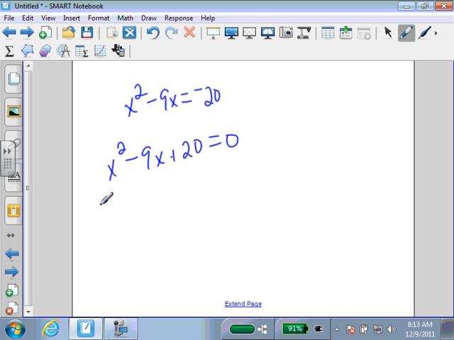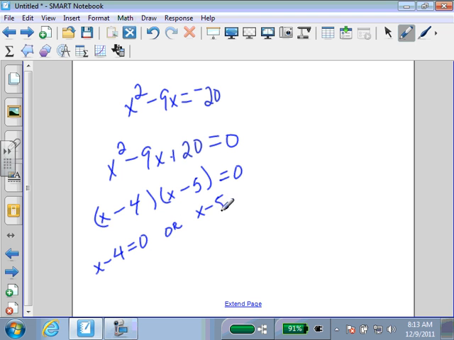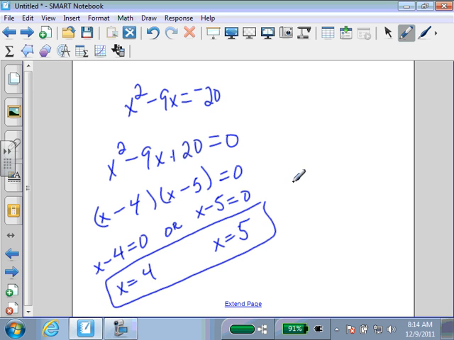Factor this. And then use the zero product property. So in order for x minus 4 times x minus 5 to actually equal 0, either x minus 4 equals 0 or x minus 5 equals 0. So either x equals 4 or x equals 5. Those are my solutions.